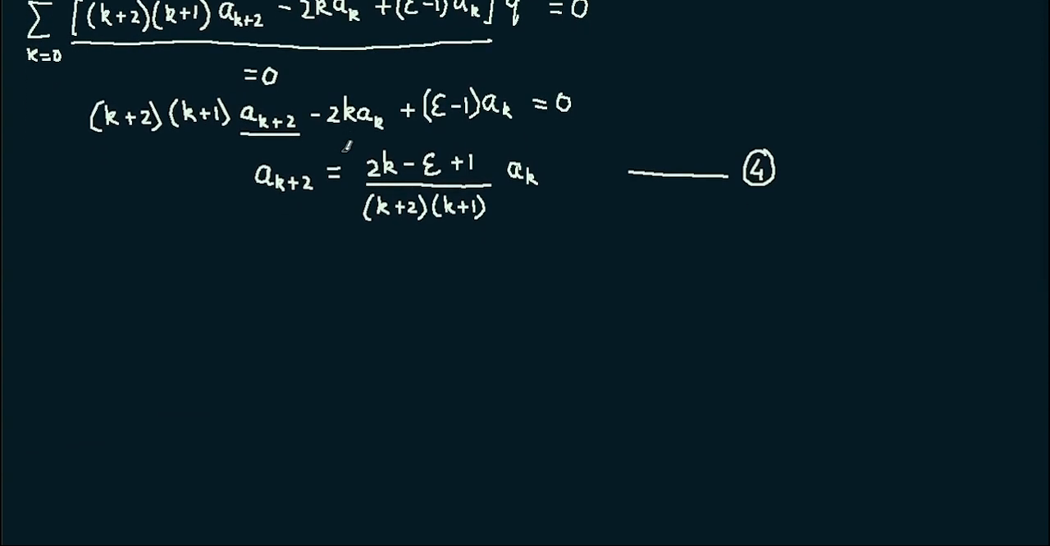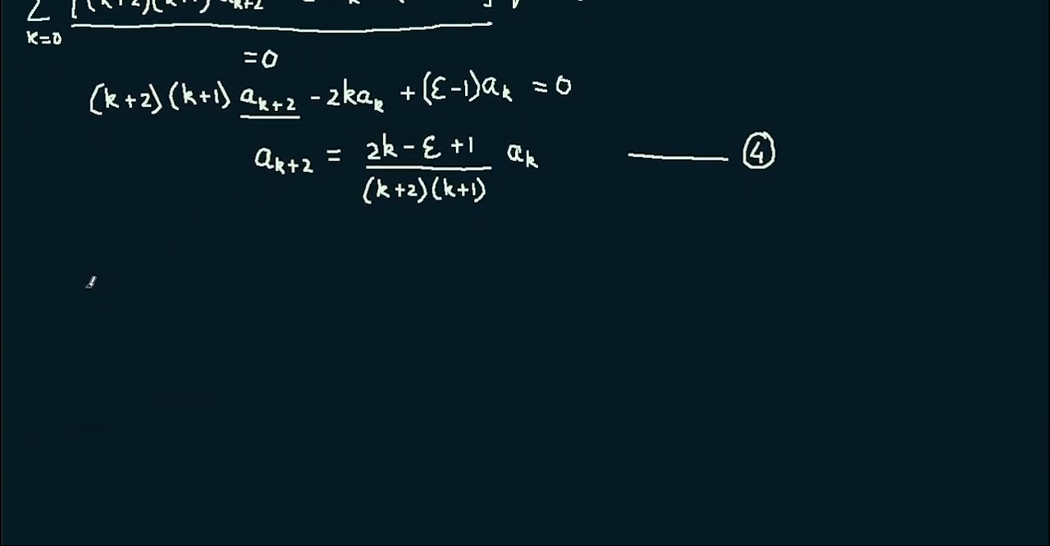Now, there's something I would like you to notice, and that is, let's see what happens when we take the limit as k goes to infinity of a_(k+2) over a_k.